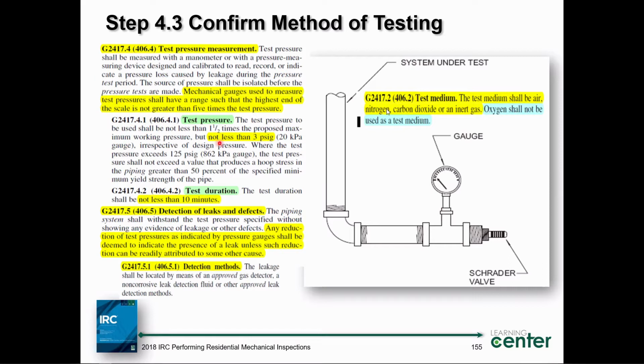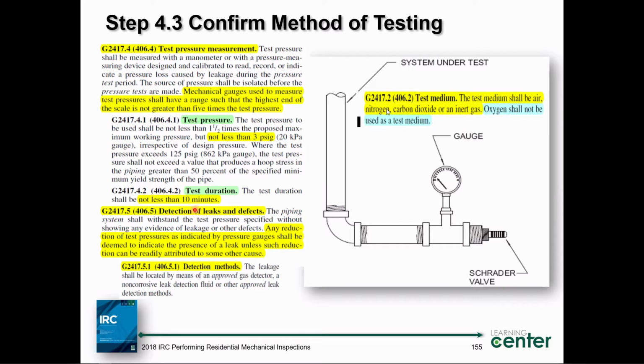So the test pressure in residential systems, you're going to find that it's unlikely to go over 3 psi because of the volume of the pipe. In commercial jobs, you could get over the volume of pipe that may put you over 3 psi, but for residential, 3 psi for a duration of 10 minutes, and that's the pressure test.